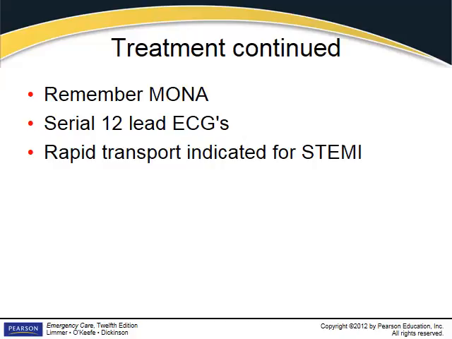Basically, serial EKGs are an EKG every time you do any type of intervention. In patients with active symptoms, you're going to want to do these every 3 to 5 minutes to look for any acute changes in their 12 lead. Remember your MONA: morphine, oxygen, nitro, and aspirin. You can't go wrong with these unless your patient's hemodynamically unstable. We don't want to be giving morphine and nitro then. And rapid transport is indicated for ST elevation MIs.